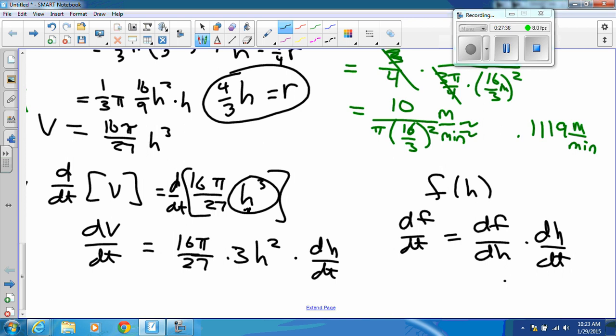So is df/dh equal to 3h squared? Yes, exactly. The derivative of this with respect to h. And then the dh/dt is what's afterwards. That's right. Okay. So no further questions on that.